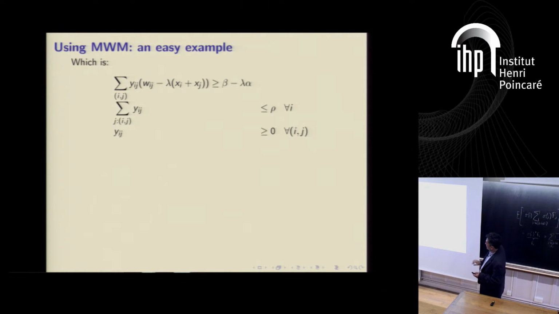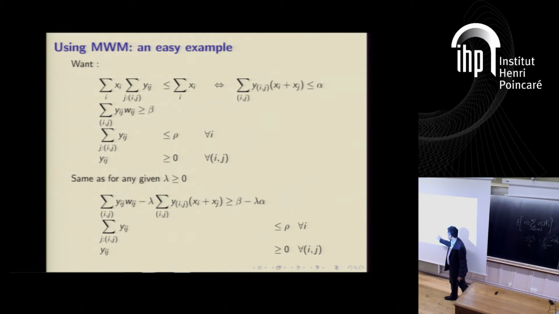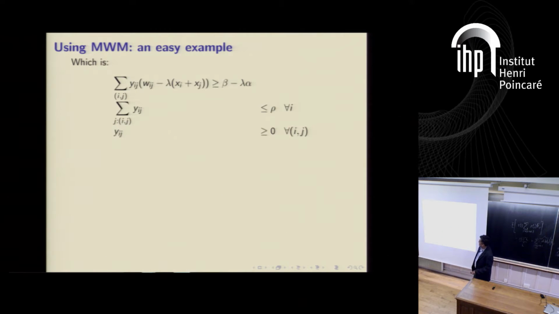so I haven't changed anything yet other than this was sum over y_j w_ij. This is sum over ij y_ij. Oh, this should have been just y_ij. This sum over this y_ij and this y_ij are the same, so I just collect all those together. This is what I want to solve.